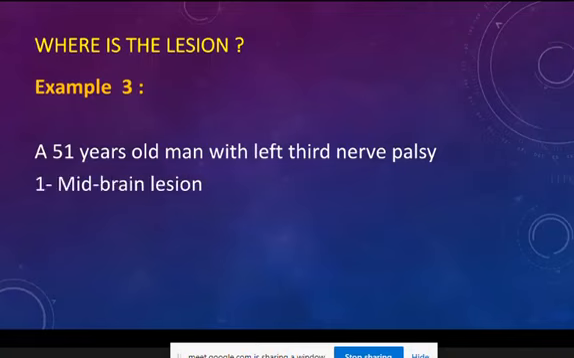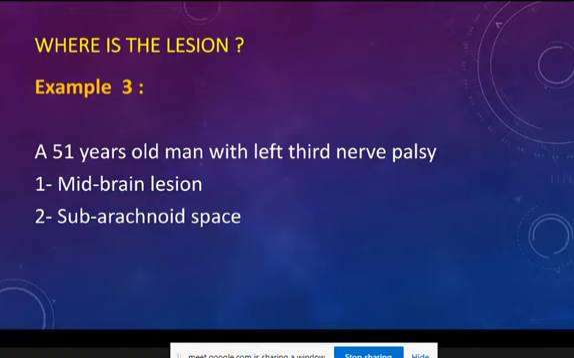So, could be in the midbrain. Midbrain. It's difficult to say 100% midbrain because there is no other sign to tell you that it is in the midbrain, but there's a possibility. Rarely, a large lesion may involve both fourth and third nerve palsy. Could be in the subarachnoid space. This is a common site for third nerve palsy, subarachnoid space.